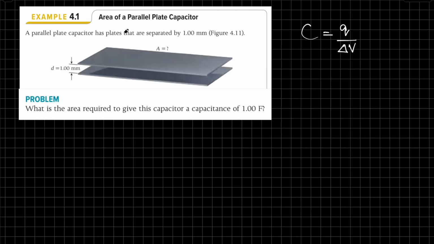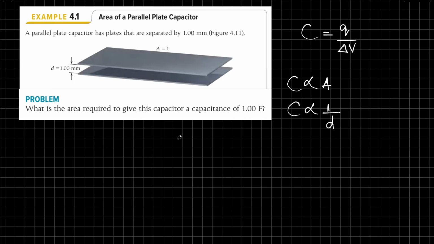For example, if you take a parallel plate capacitor, capacitance depends on the area of the plate. It's directly proportional to area of the plate. If you increase the area of the plate, that will increase the capacitance. Capacitance is inversely proportional to distance between the plates. If you increase the distance between the plates, that will decrease the capacitance. If you decrease the distance between the plates, that will increase the capacitance.